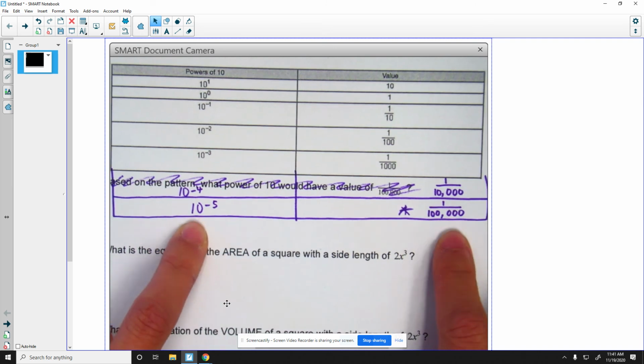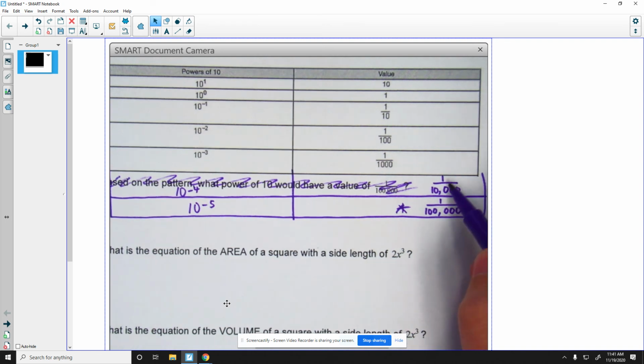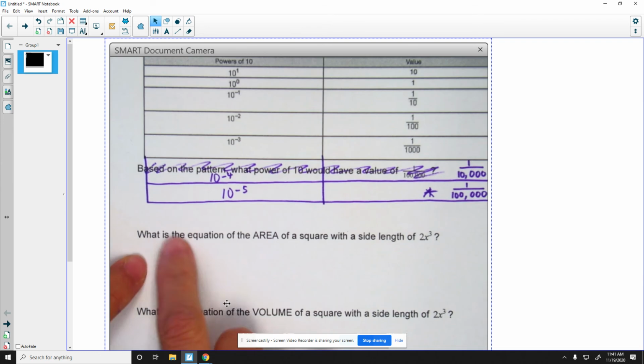So you are right, 10 to the negative 5th, that would be my answer. So all you have to do when you see this problem on your quiz is extend the table just to see where the next one is. If you add a 0, add a 0, add a 0. Okay, that's the first question you might run into.